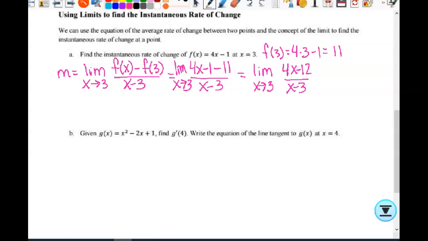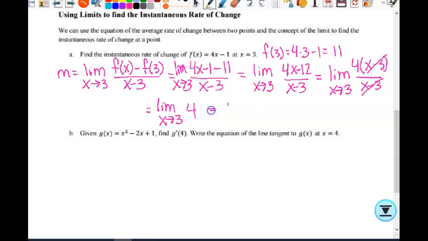So what can I do next? Factor it out. I'm going to factor out in the numerator. I've got the limit as x approaches 3 of 4 times x minus 3 over x minus 3. So then can I reduce? Yes. Now I can cancel those out, and I'm going to get the limit as x approaches 3 of 4. And when you take the limit of a constant, it's the constant.